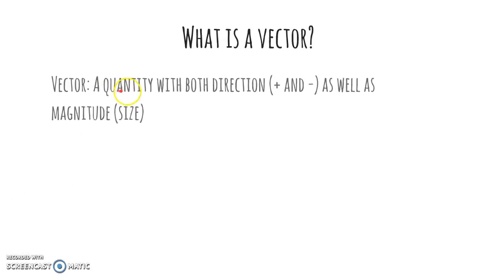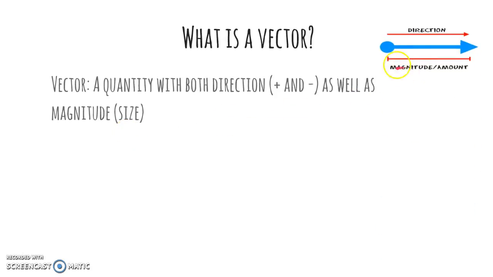So, to begin, what is a vector? A vector is a quantity with both direction, positive and or negative, as well as its magnitude, which is its size. So, as you can see, this vector has direction, east, and it also has a magnitude. So the magnitude is its length. So a longer vector has more magnitude, and vice versa.